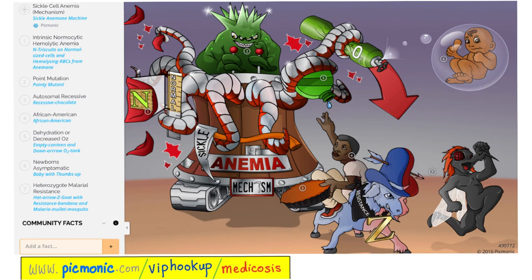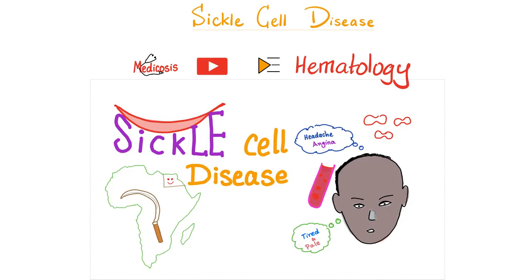The hemoglobin S, or the sickled hemoglobin, is very sensitive to hypoxia. And that's why anytime I'm dehydrated or anytime I have hypoxia, the cells will start to sickle. Here is the low oxygen. Newborns are usually asymptomatic, but as they grow older, they can start to suffer from symptoms. Sickle cell disease will give you resistance against malaria. Here is the female Anopheles mosquito running away. If you want to learn more about sickle cell disease, I have many videos about it in my hematology playlist.